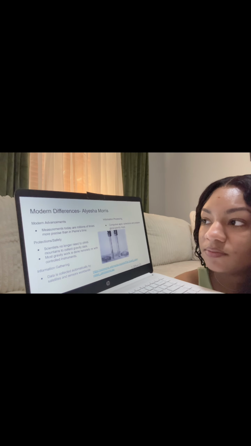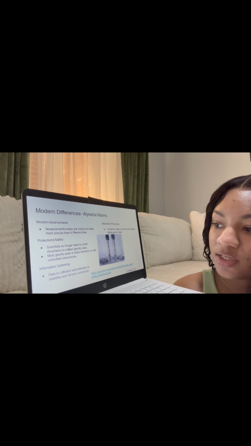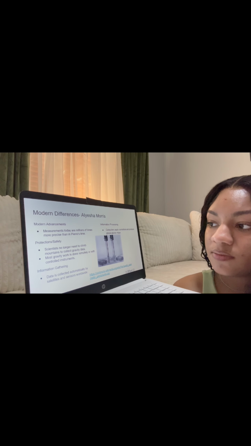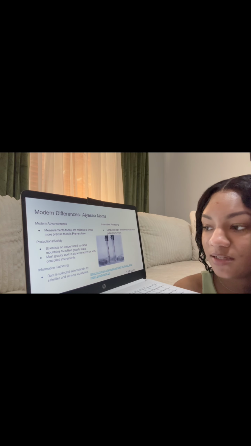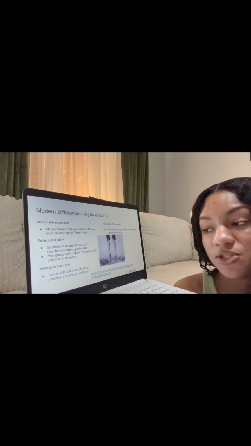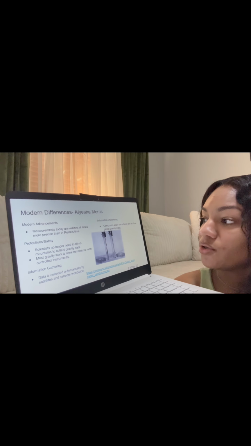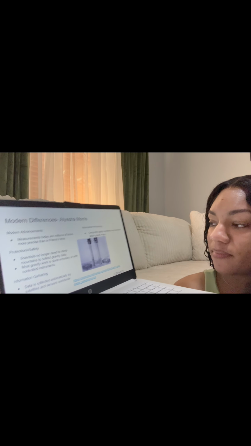For modern differences, I have the advancements, protection, safety, information gathering, information processing. For the advancements, measurements today are millions of times more precise than in Pierre's time. For the safety, scientists no longer need to climb mountains to collect gravity data. Most gravity work is done remotely or with controlled instruments. For the gathering of the data, it is now collected automatically by satellites and sensors worldwide. Computers also apply corrections and produce global gravity maps.